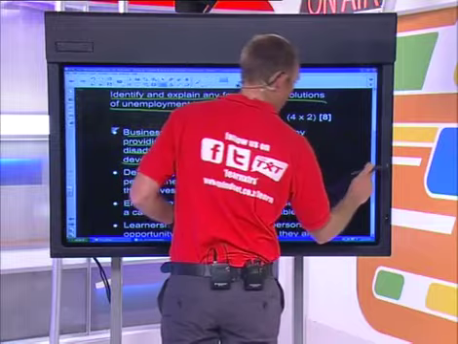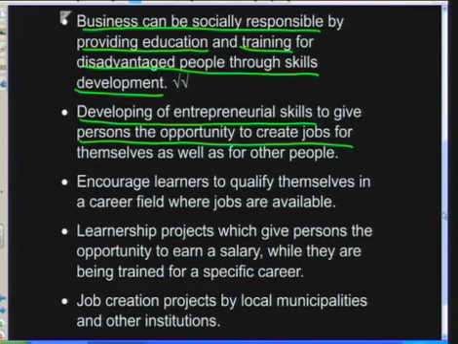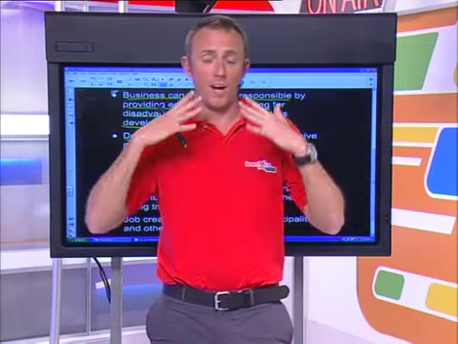Our next one, and this is a very important one, is developing entrepreneurial skills to give persons the opportunity to create jobs for themselves as well as for other people. Now, entrepreneurship is very close to my heart. I think this is one of the ways that South Africa can break the unemployment cycle, by having more emphasis on entrepreneurship. A lot of you in school would have had to do a business plan and learn about entrepreneurship, but there has to be more emphasis on that.